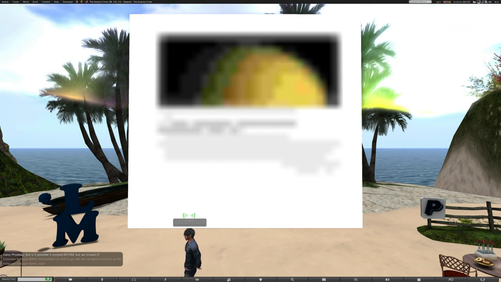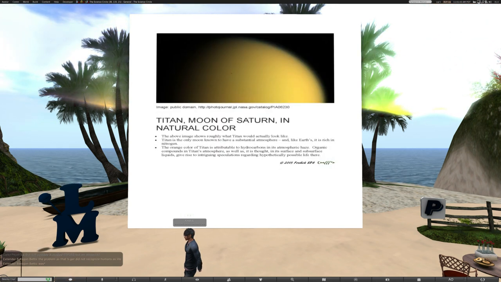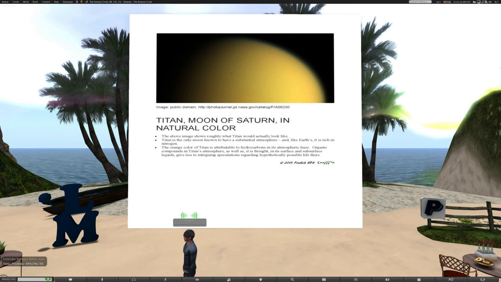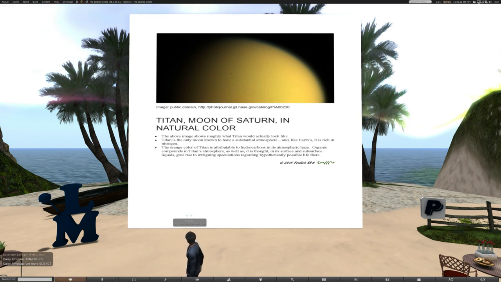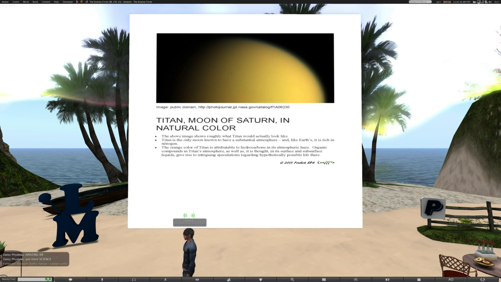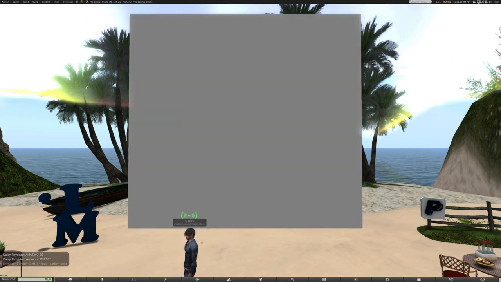So it's after 2 o'clock, so maybe I should stop. How about one more slide? See what this one is. It's taking me a little while for it to res. Oh, more Titan. Eh, we had enough Titan. Titan, Titan, Titan.